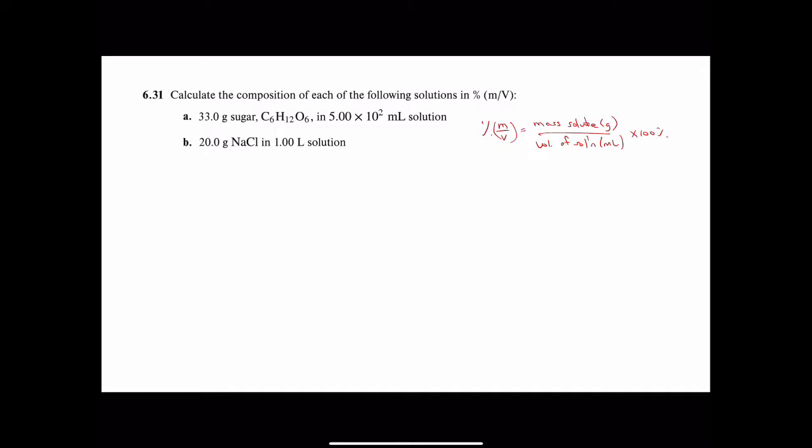So in A, it says we have 33 grams of sugar, and they've given us the molecular formula of sugar, C6H12O6, and it's in 5.00 times 10 to the power of 2 milliliters of solution. So we're just going to use our formula. Percent mass over volume is going to be equal to the mass of the solute. Our sugar weighs 33.0 grams. We're going to divide that by the volume of the solution, which we've been given is 5.00 times 10 to the power of 2 milliliters, so that's 500 milliliters, and then we multiply that whole thing by 100%. So we should have a total of 3 significant figures in our final answer.